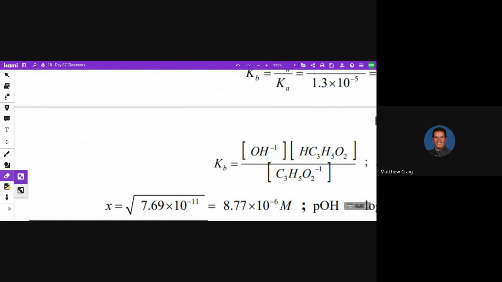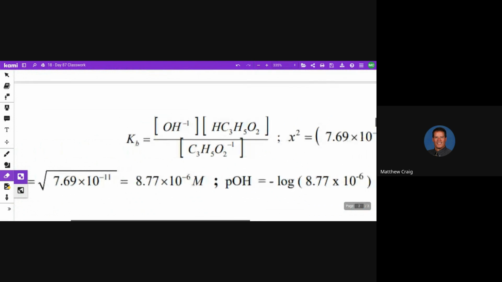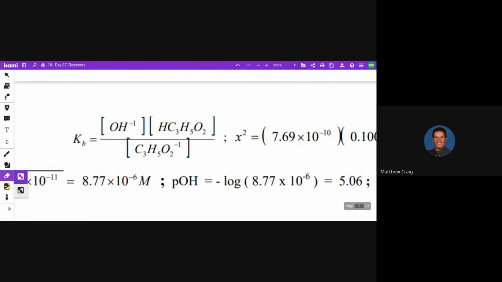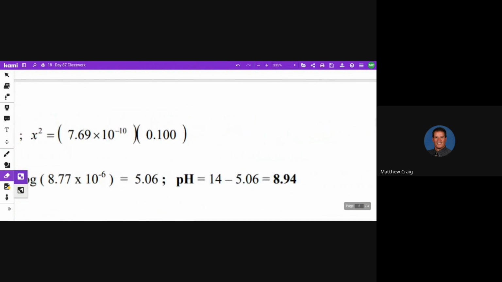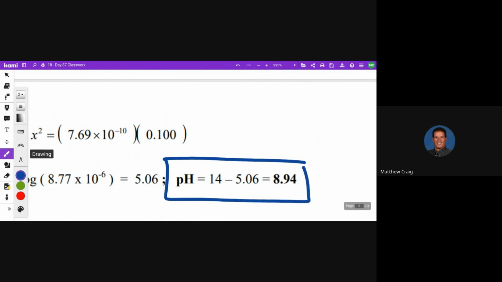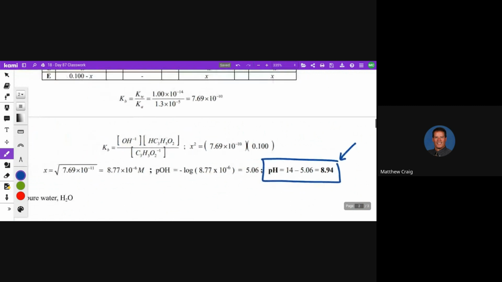So find out what the value of X is, going through all the processes that you're keenly aware of. We got a pOH that's equal to 5.06, but we're looking for a pH. So our pH is around 8.94. Again, this is a conjugate of a weak acid that behaves as a base, so you should say to yourself, this should have a basic pH. And it does. Okay. All right.